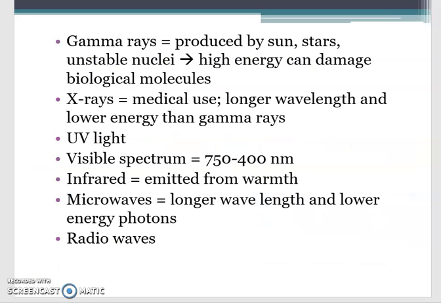Here are just some examples of what the different parts of the electromagnetic spectrum are used for. Gamma rays would be produced by stars. These are going to be high energy. We talked about with radiation how these would be more damaging. X-rays are for medical use, and you can read through the rest of those.